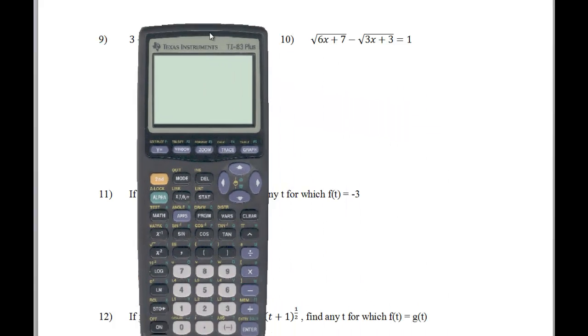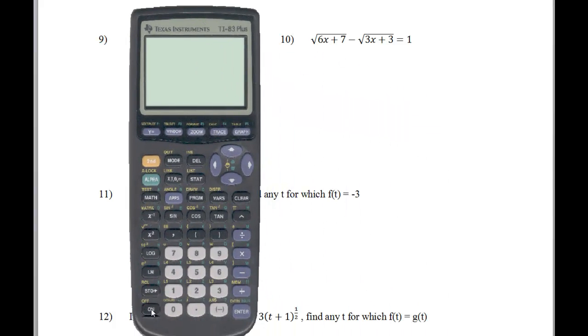Now remember, what I'm checking is to see in problem 10 if my answers of 1/3 and negative 1 actually work. So let me take my square root here. So this is the square root of 6 times 1/3, because remember that was one of my two answers, plus 7 minus, let's do the next square root here, 3 parentheses 1/3 plus 3. And let's see what this adds up to. 1. So my 1/3 checks.